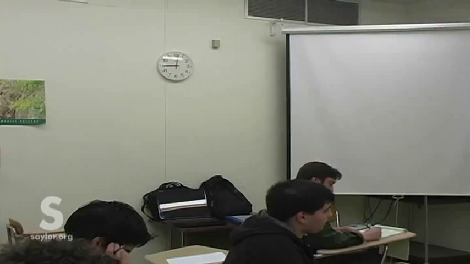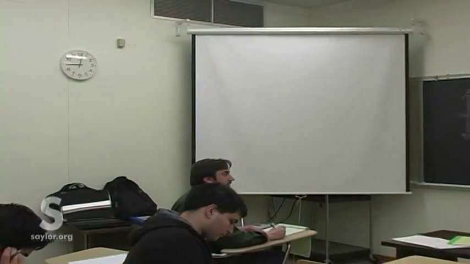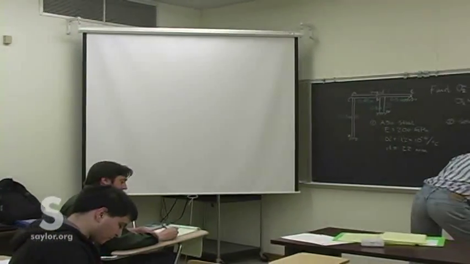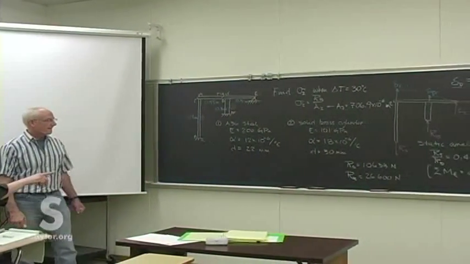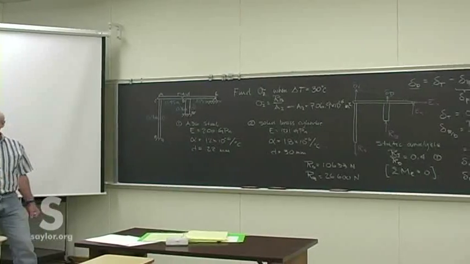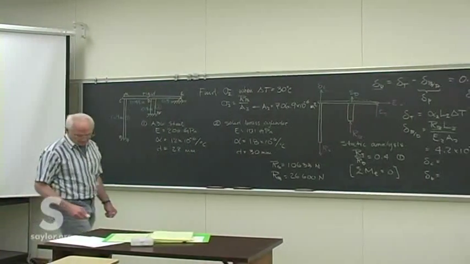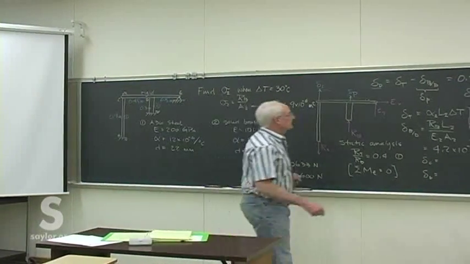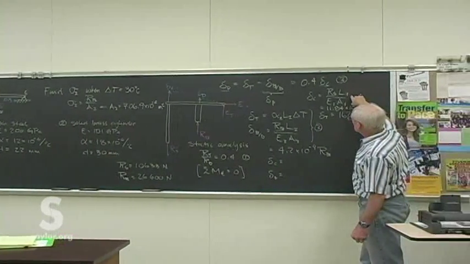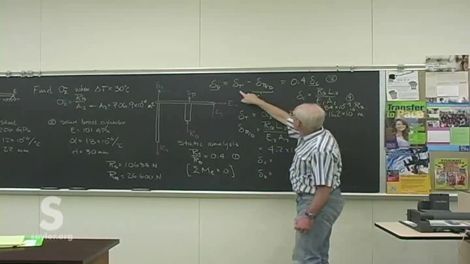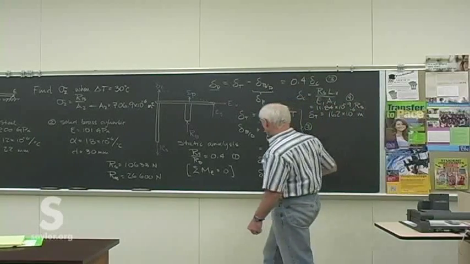And for RB, I have 2600 Newtons. And if we all agree on those, then del C and then del D, everything can be finished.